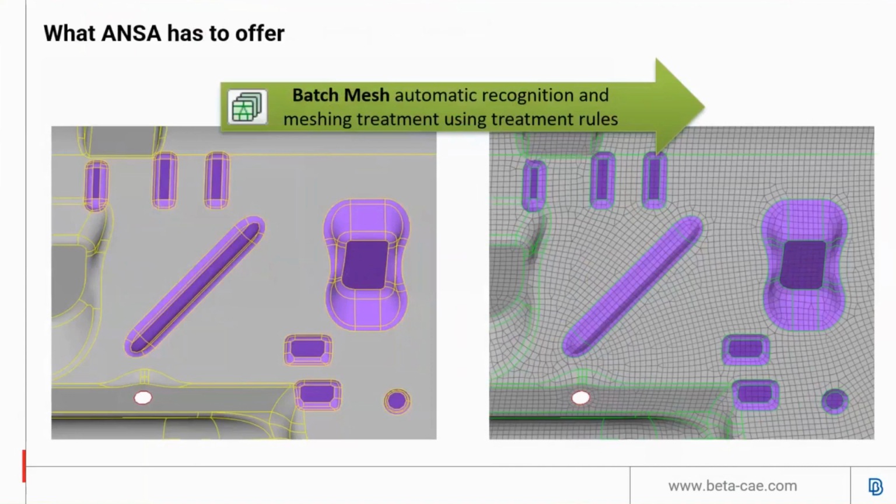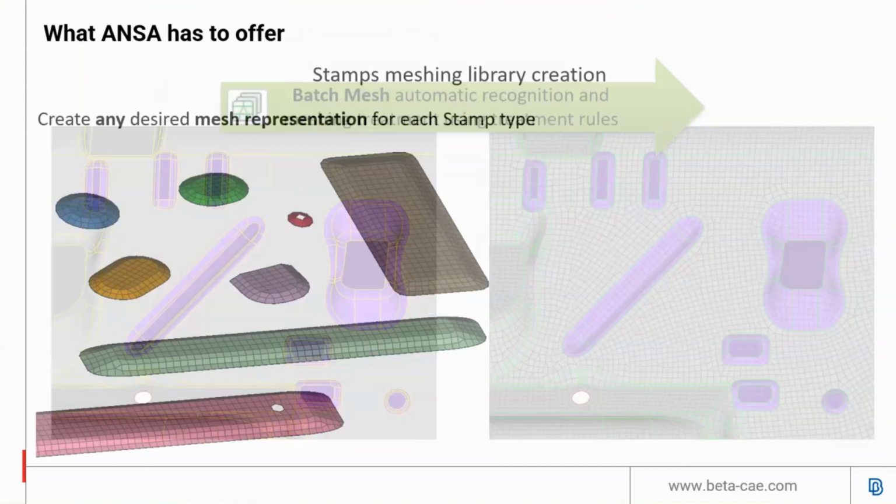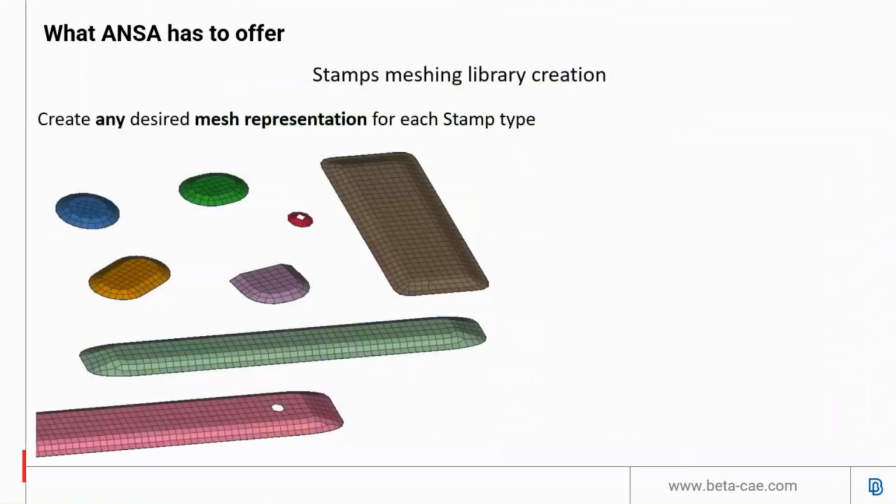Meshing of stamps in ANSA can be done using the batch mesh tool. The stamps are automatically recognized and meshed using predefined treatment rules. The problem with this is that due to the large variety of stamps, shapes, and sizes, the potential to get any desired mesh representation based on only predefined meshing treatment rules is limited. So, ANSA has to offer one more thing, the stamps mesh library.